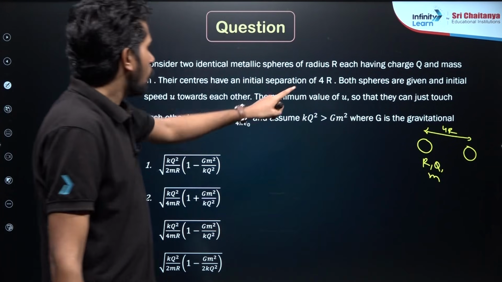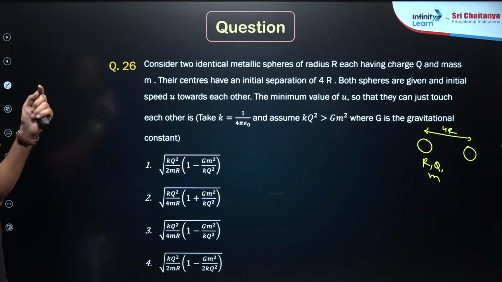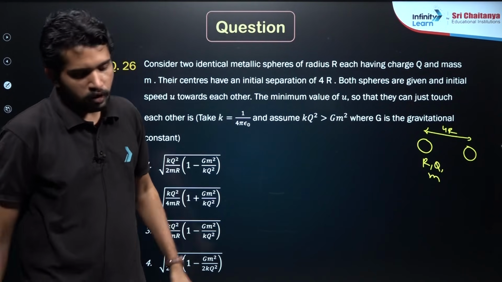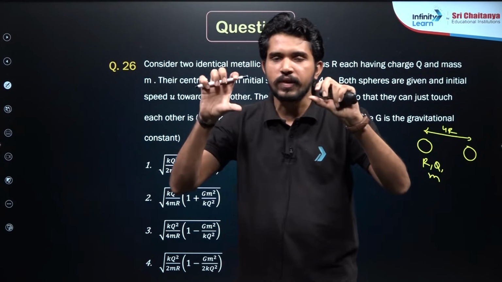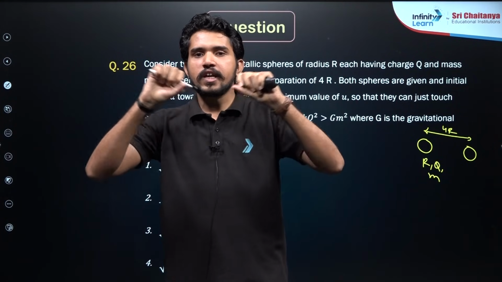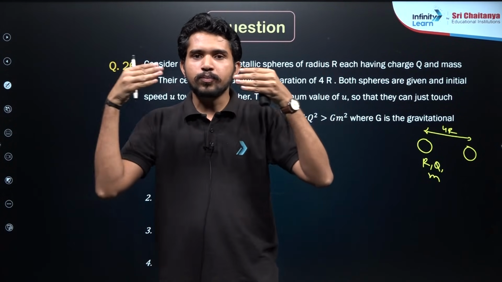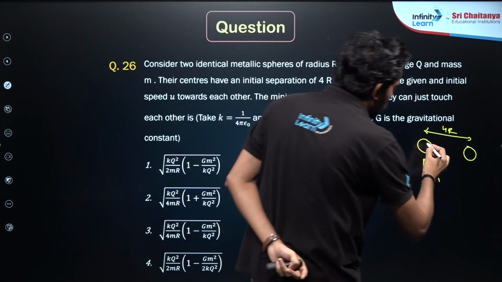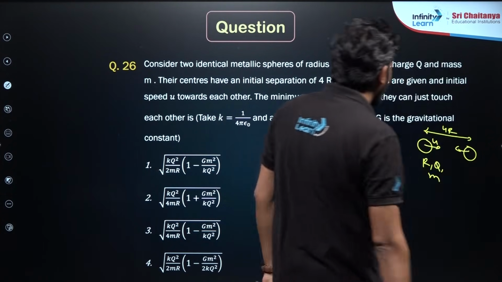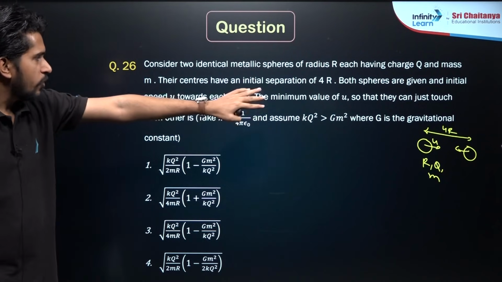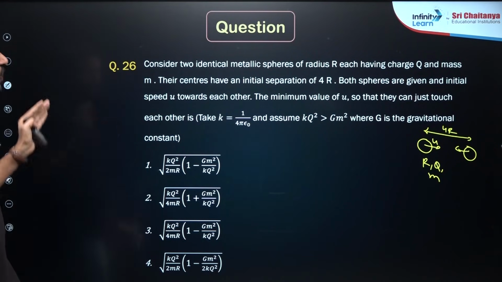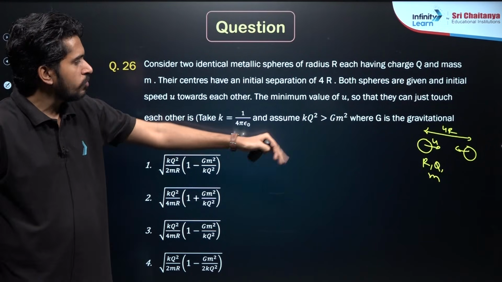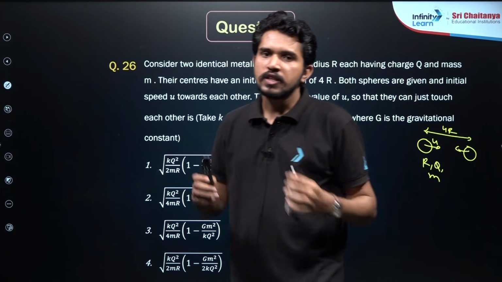Both spheres are given an initial speed u towards each other. So we have two spheres separated by 4r distance, approaching each other with velocity u. Then the minimum value of u so that they can just touch each other. k equals 1 upon 4 pi epsilon naught, and assume kq square is greater than Gm square.